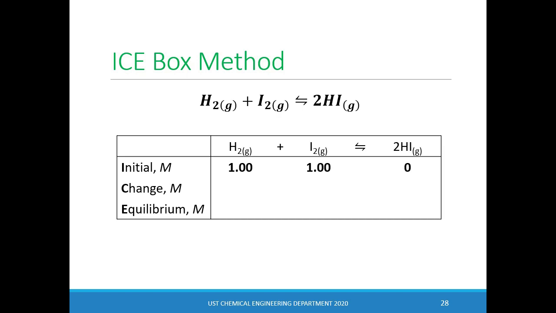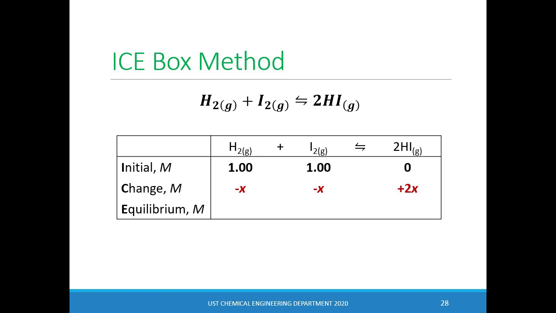For the change, you have to indicate how much of the reactants were consumed and how much product was formed during the reaction going to equilibrium. Let's say x molar was consumed from hydrogen gas. Looking at the stoichiometric relationships, we know that for every 1 mole of hydrogen consumed, 1 mole of iodine is also reacted and 2 moles of HI are produced.